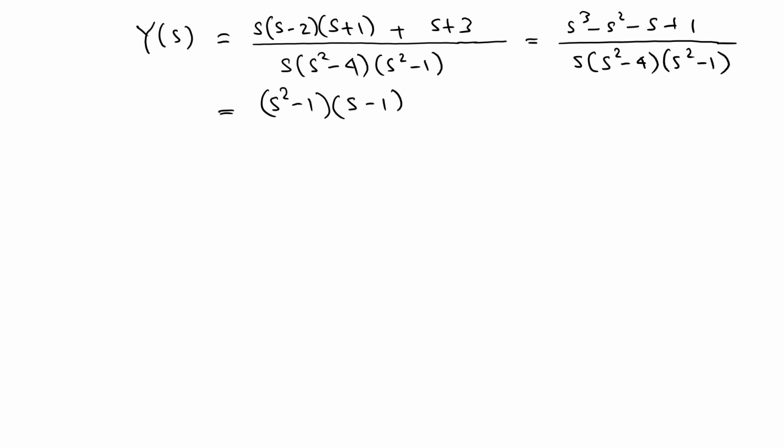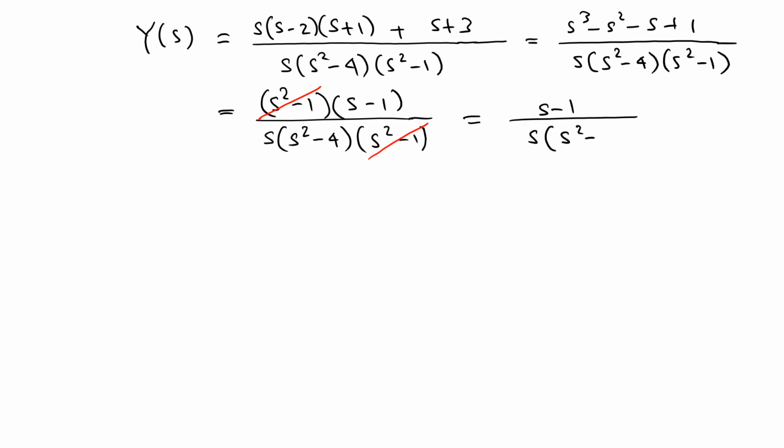And in the bottom we have (s squared minus 4)(s squared minus 1), and you can see a lot of terms get cancelled now. So s squared minus 1 and s squared minus 1 get cancelled, and then you only end up getting simply (s minus 1) over (s squared minus 4). That's what you get. Now we again use the partial fraction method for that.